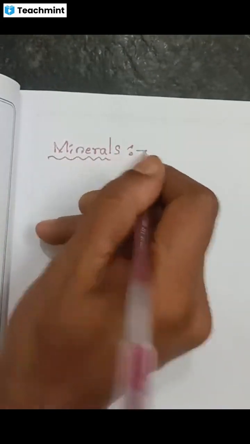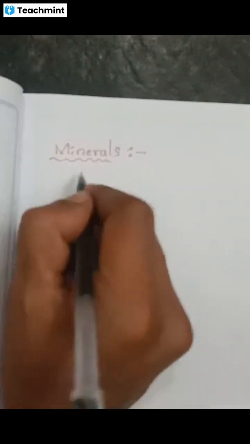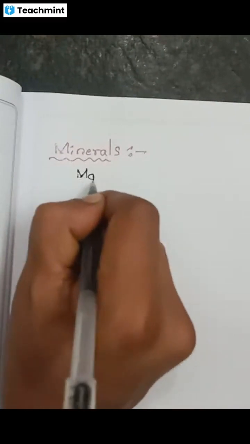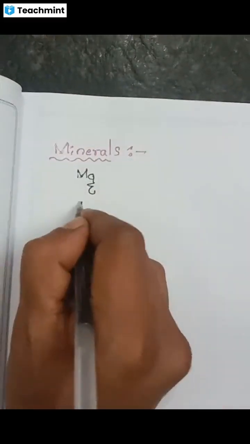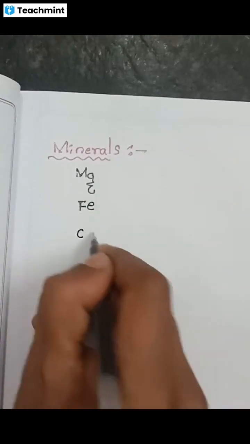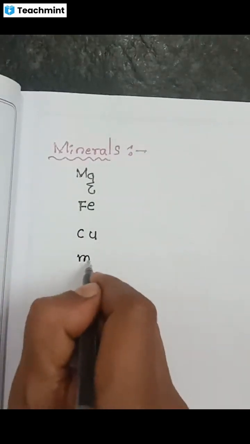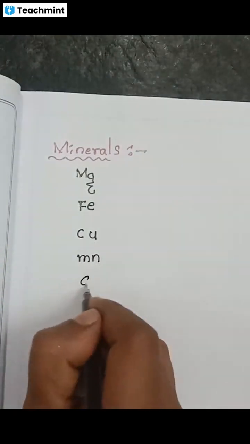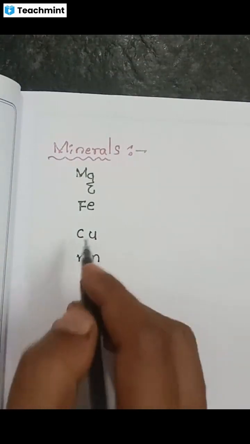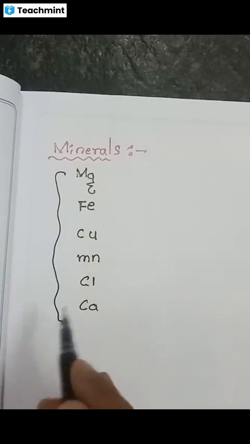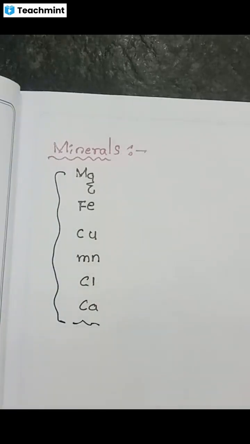The final external factor of photosynthesis is the minerals. Generally, magnesium, iron, copper, manganese, chlorides, and calcium. These ions play an important role in photosynthesis.